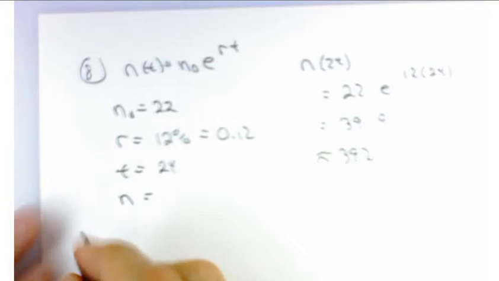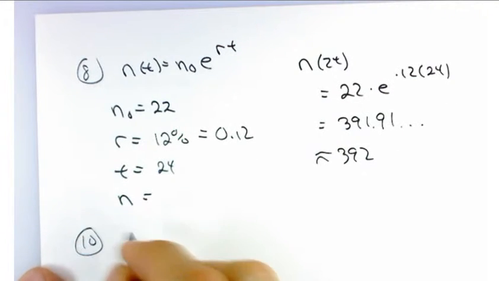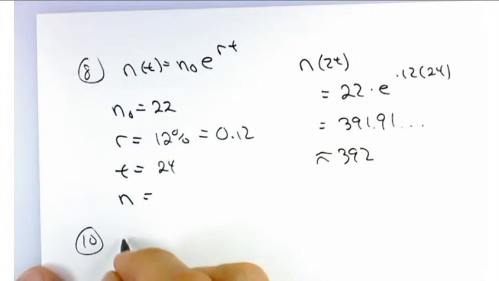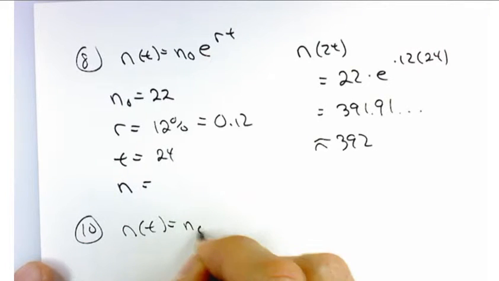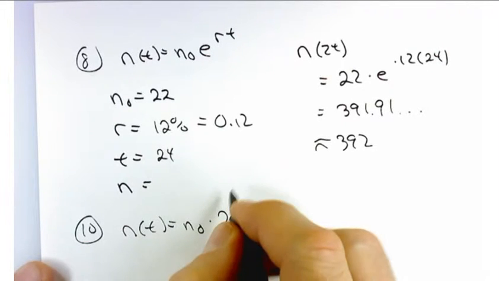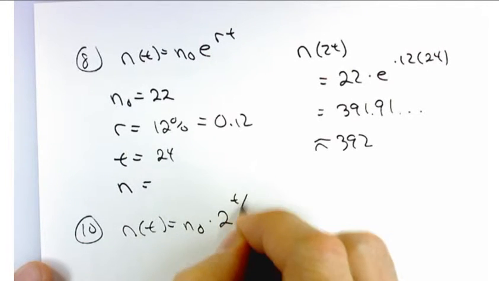So this is problem number 10. N of t is going to be n sub 0 times 2 to the t over a.